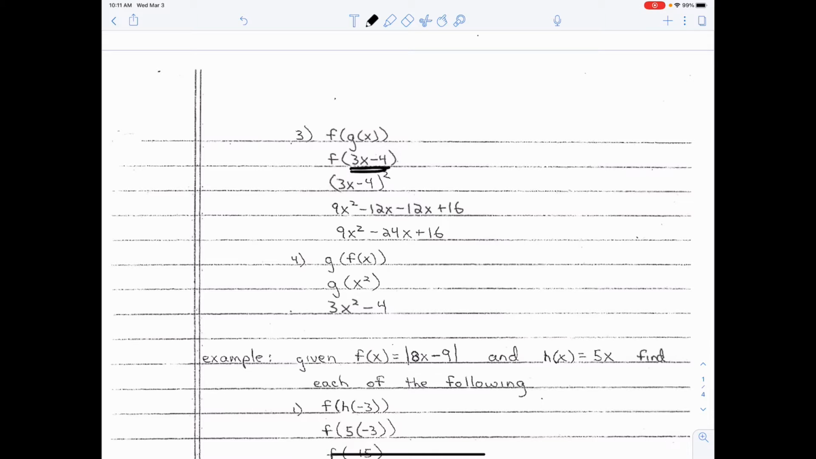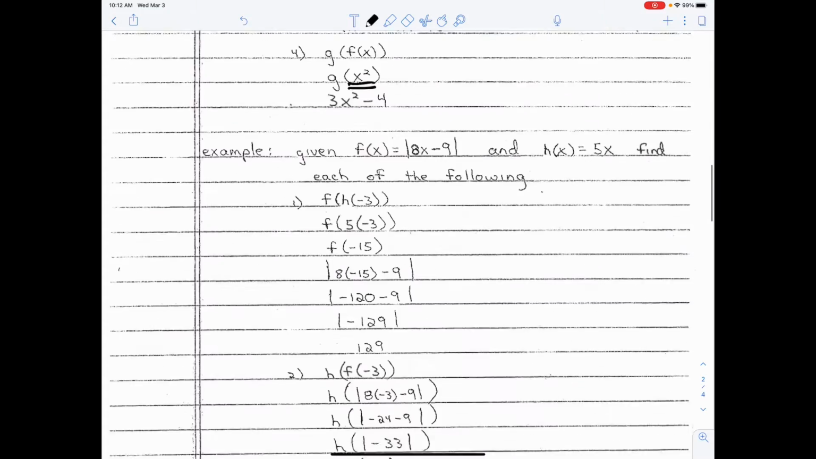To find g of f of x, you do f of x first, which is x squared. And then we take the x squared and we plug it into the g equation. And we've done all these things before. We just haven't done it as a two-part problem.